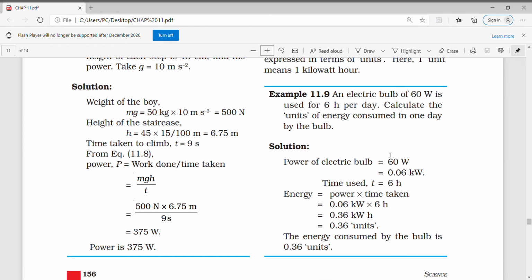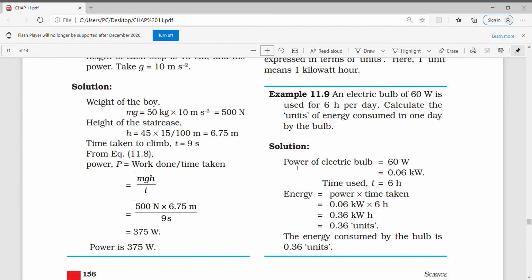The last example is about the energy consumed. Let us read this question. An electric bulb of 60 watt is used for 6 hours per day. Calculate the units of energy consumed in 1 day by the bulb. The formula for energy is power into time. But here you know that the commercial unit of energy is kilowatt hour. So power should be in kilowatt and time should be in hours.